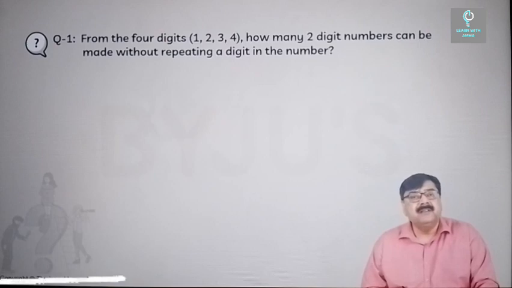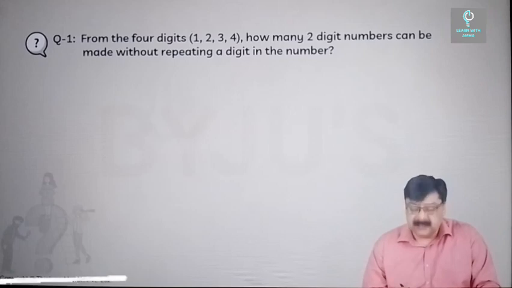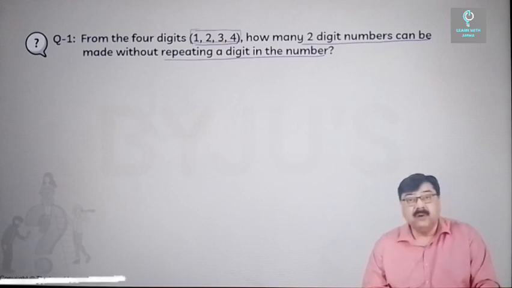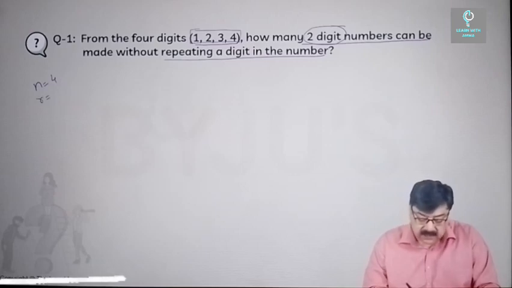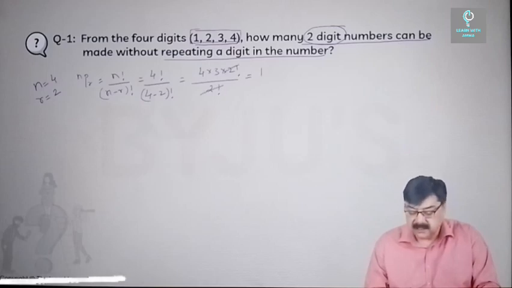Now let us have a look at some questions and try to understand this concept in a more clear way. The question which is given to us here is, from the 4 digits 1, 2, 3, 4, how many 2-digit numbers can be made without repeating a digit in the number? So first of all, the total options which are given to you here are 4. So n becomes equal to 4. And you have to select 2 digits only. So r here is 2. So if we use nPr equals n factorial by n minus r factorial, it becomes 4 factorial by 4 minus 2 factorial. That is 4 into 3 into 2 factorial by 2 factorial. These two cancel. So that is 12.